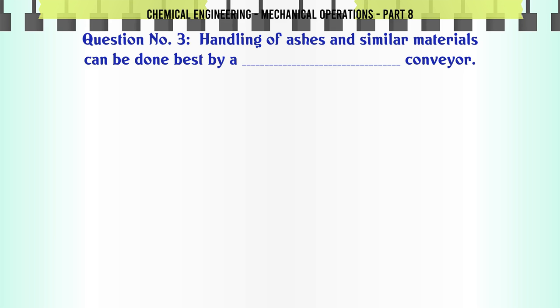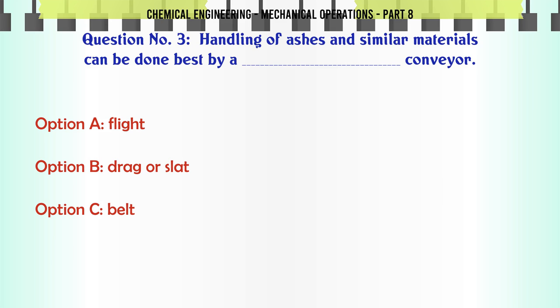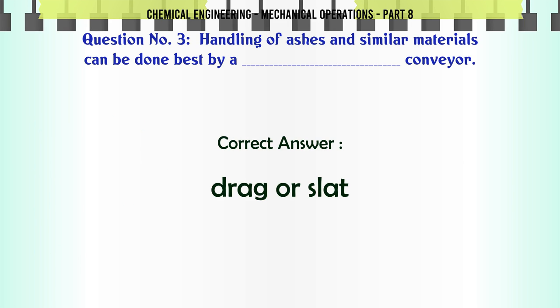Handling of ashes and similar materials can be done best by a conveyor. A. Flight. B. Drag or slat. C. Belt. D. Ribbon. The correct answer is drag or slat.